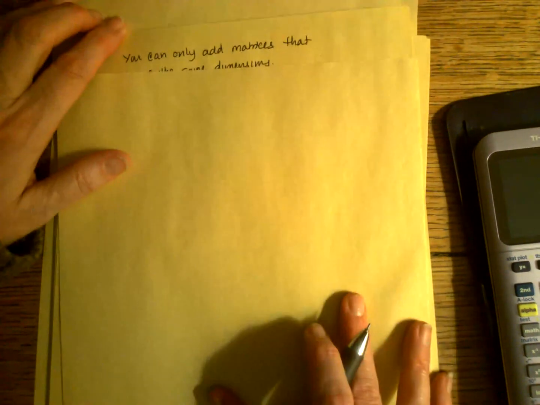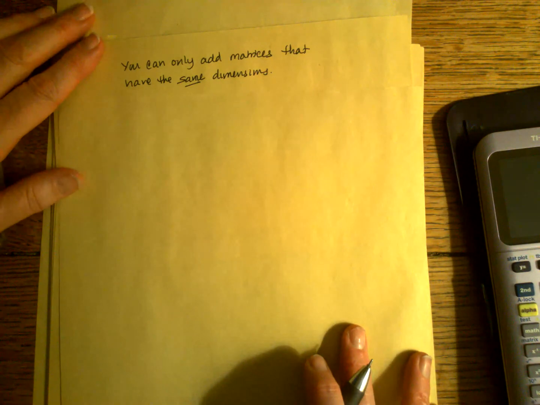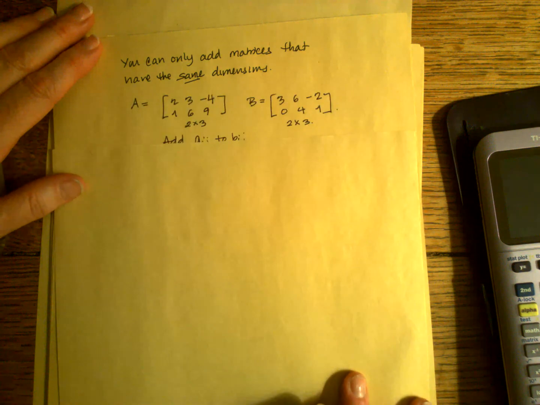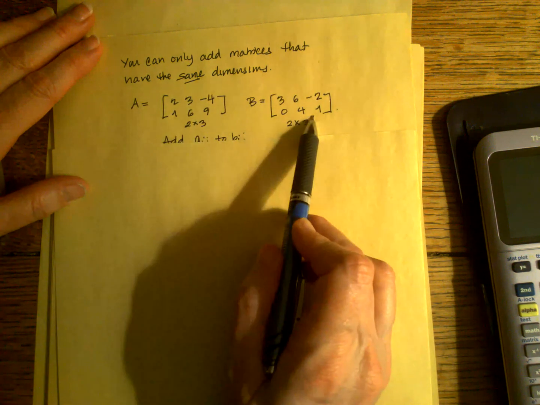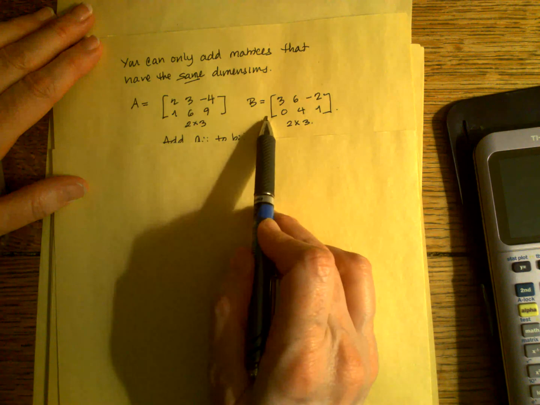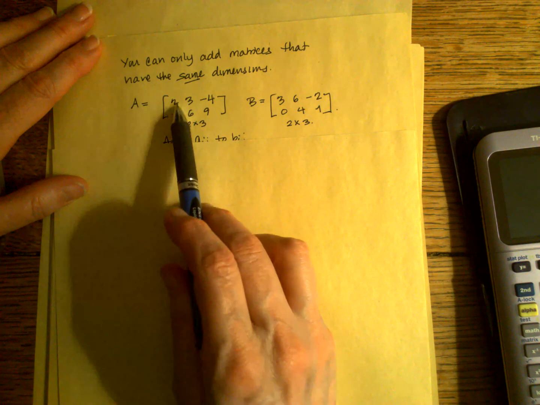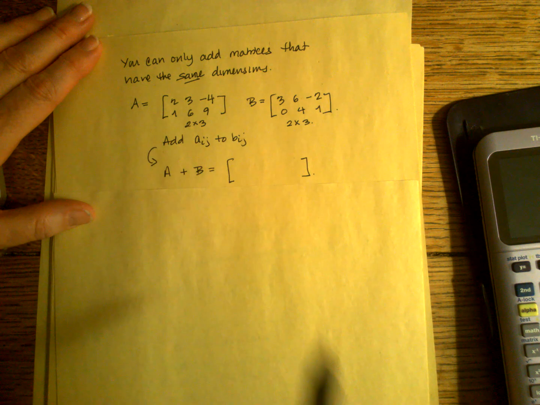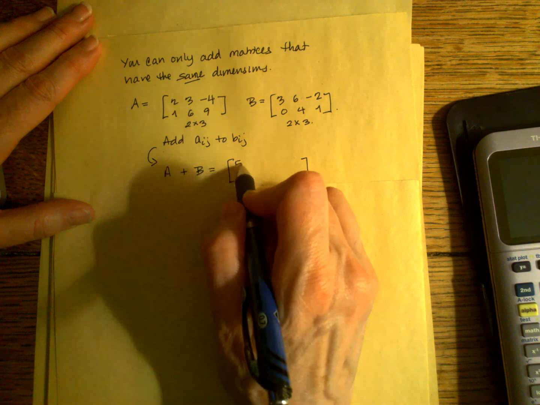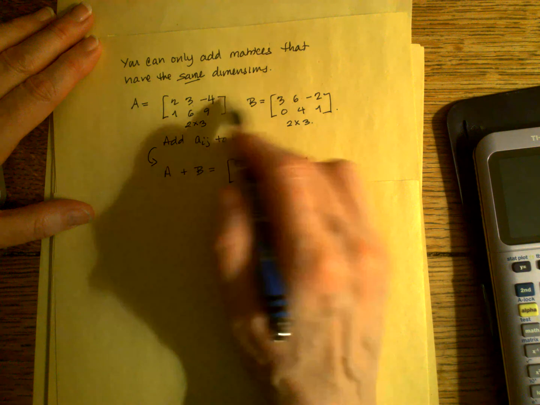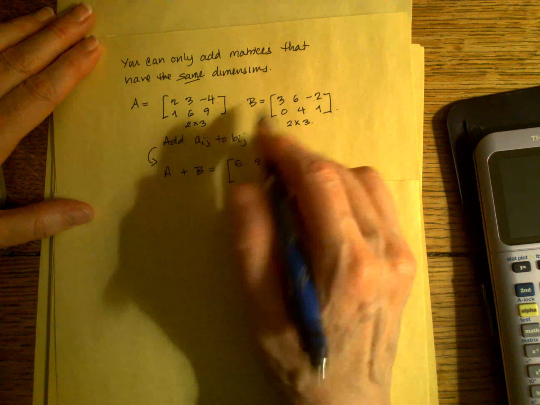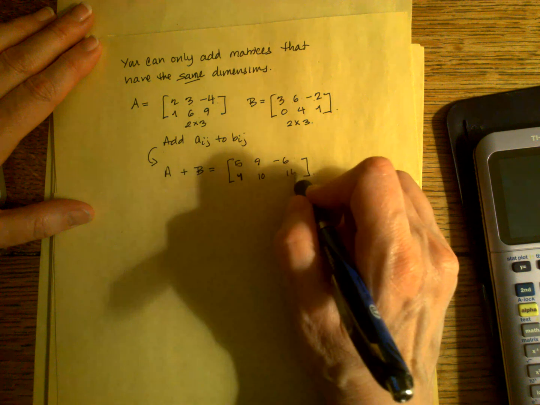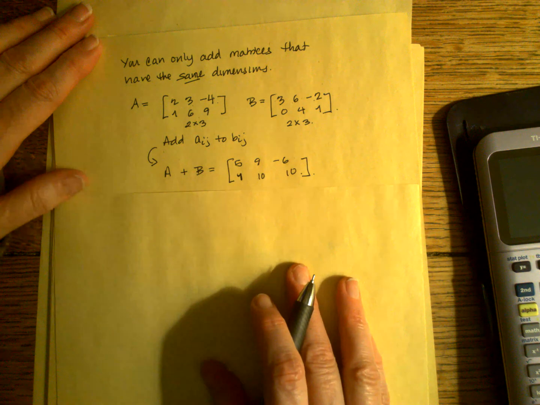Okay, so operations. Basic operations are, as you probably think they would be: you can only add matrices that have the same dimensions. So if I have matrix A that's a 2 by 3, and I'm adding, matrix B would also have to be a 2 by 3. And what you do is you add corresponding entries. So if I were going to find A plus B, it would be 2 plus 3 is 5, 3 plus 6 is 9, -4 and -2, 1 and 0, 6 and 4, that's 1, 9 and 1, which is 10. So you still end up with another 2 by 3.